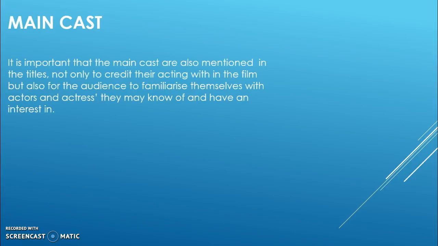Main cast. It is important that the main cast are also mentioned in the film titles, not only to credit their acting within the film, but also for the audience to familiarize themselves with actors and actresses they may know of and have an interest in.